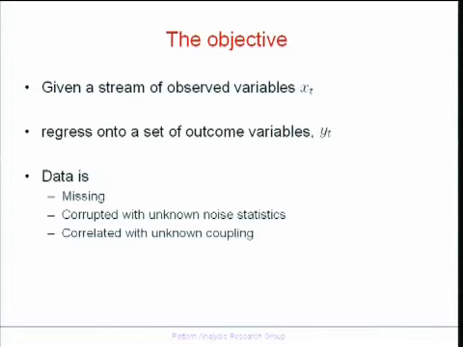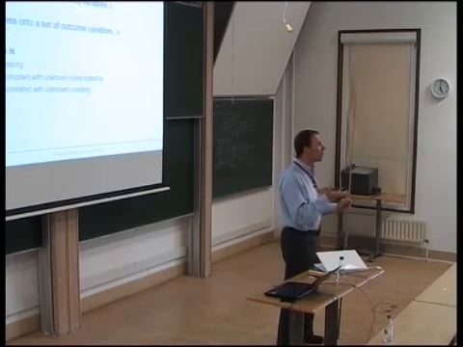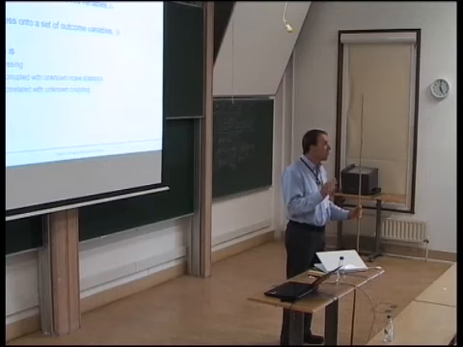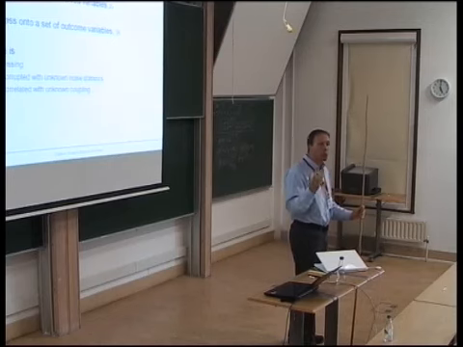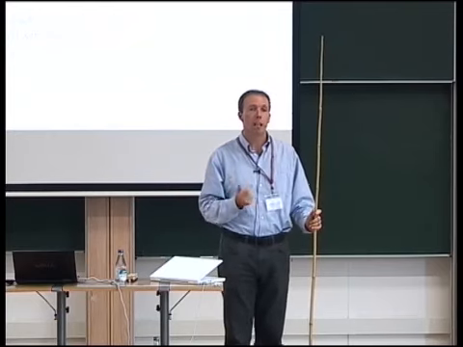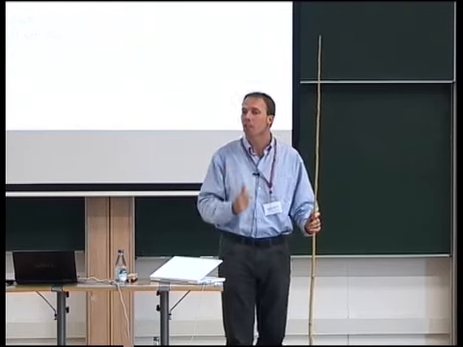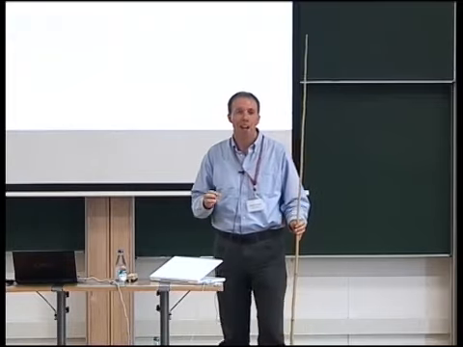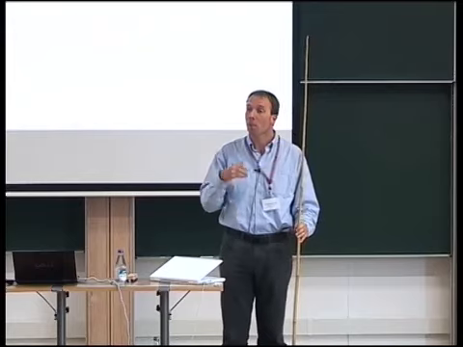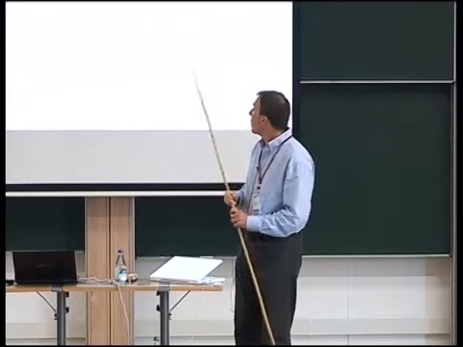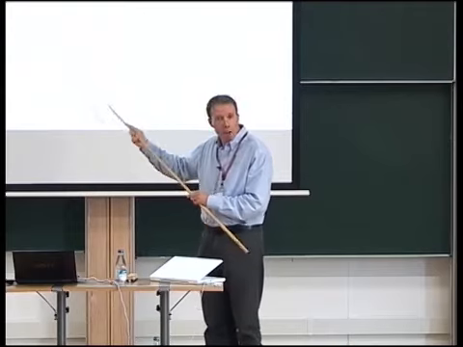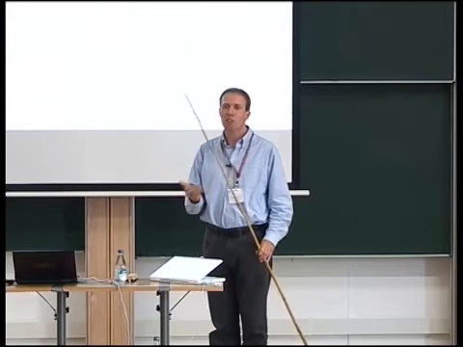And the data in everything we look at is sadly missing. It's corrupted with unknown noise statistics. And in a multi-sensor environment, we may have capricious coupling between our sensors. That's really very nice because it means if one of them dies and we've learned that there is a coupling between sensor A and B, and sensor B disappears, we can try and do a little bit better than just relying on our prior.